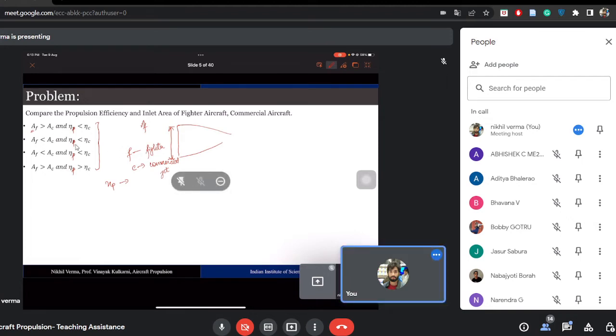Less. Okay. So you're saying propulsion efficiency for a fighter aircraft will be higher and the area will be less. Is it? Yes, sir. And why do you say so? Sir, if the area is lesser then the speed of the fighter jet would be increasing, so that it increases kinetic energy, propulsion efficiency would increase. Okay. So no, I don't think this is a correct explanation. I'll give you a minute to think once. Then you can answer that.